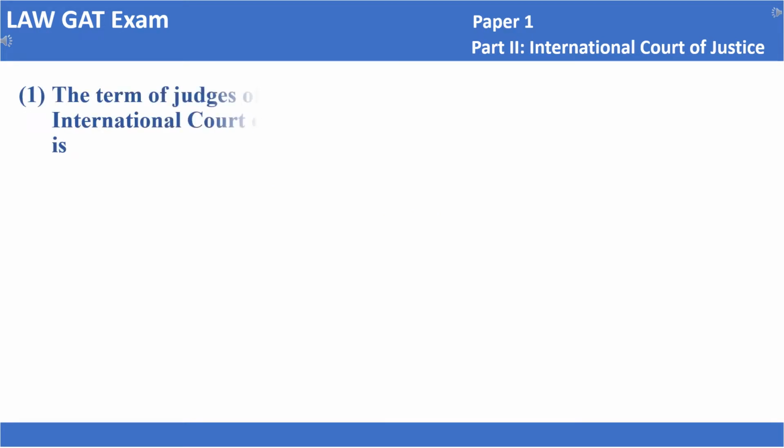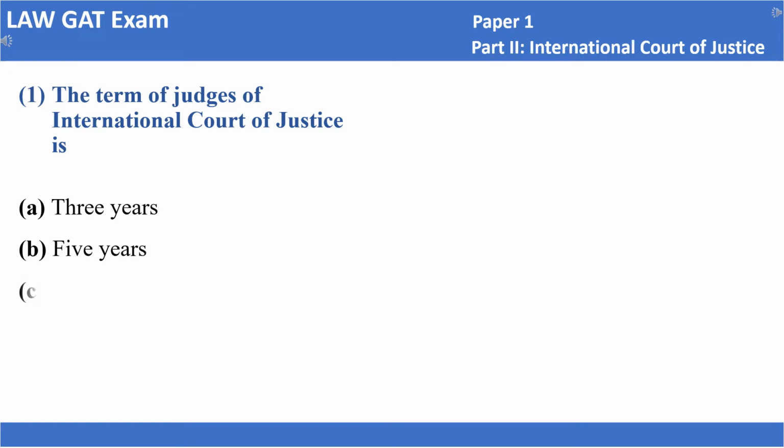The term of judges of International Court of Justice is option A 3 years, option B 5 years, option C 6 years, or option D 9 years. The correct answer is option D, 9 years.